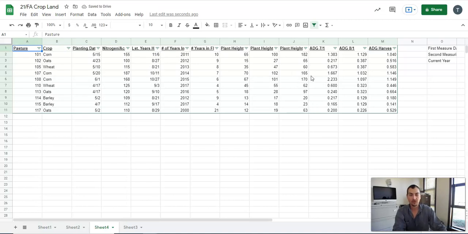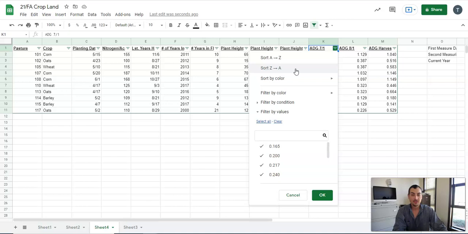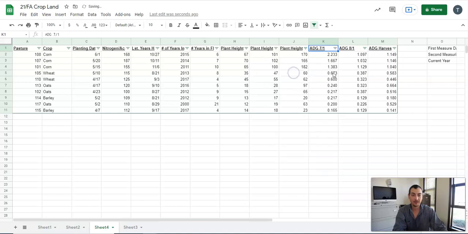What if we wanted to do average daily gain from 7-1, or on July 1st? And I want to go, again, high to low. To do high to low, we go Z to A. Low to high is A to Z. So high to low is Z to A. Click on that, and it sorts it just like that.